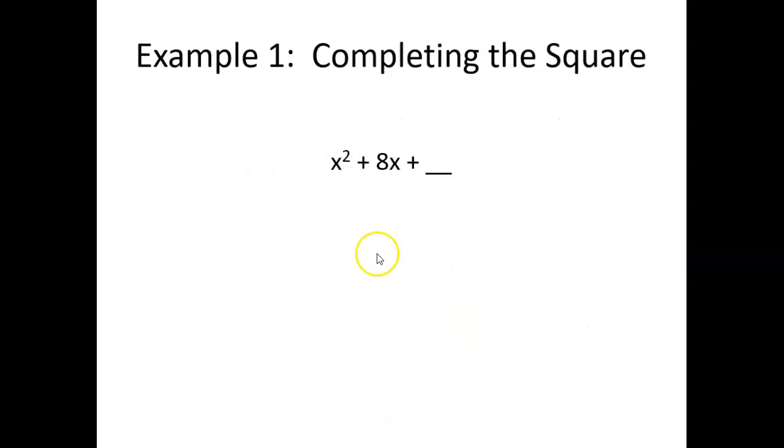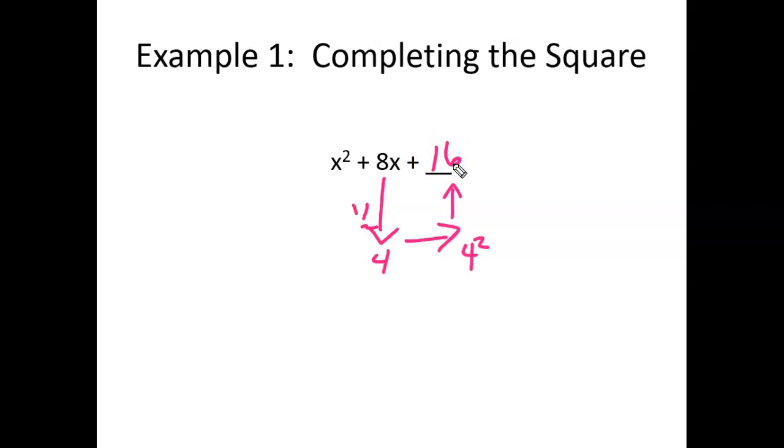Okay? So let's go ahead and take a look here. In order for this to be a perfect square trinomial, the number that is here needs to be the square of half of this number. So let me show you how to work that out. To create a perfect square trinomial, first of all, you're going to take half of the 8. So what's half of 8? Well, half of 8 is 4. And then you're going to square it, which is 16.